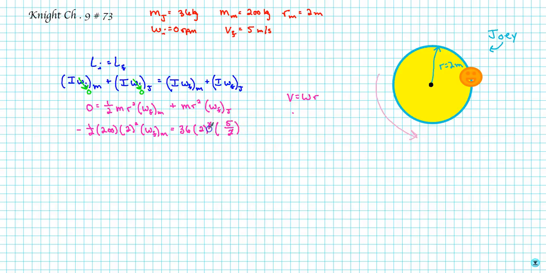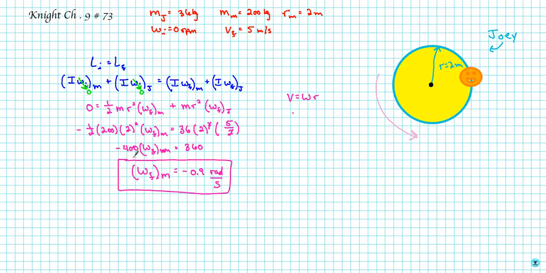Right, so a couple 2's cancel out, and we'd get negative 400 omega sub f for the merry-go-round is equal to 360. All right, so that means the final angular speed for the merry-go-round is going to be negative 0.9 radians per second.